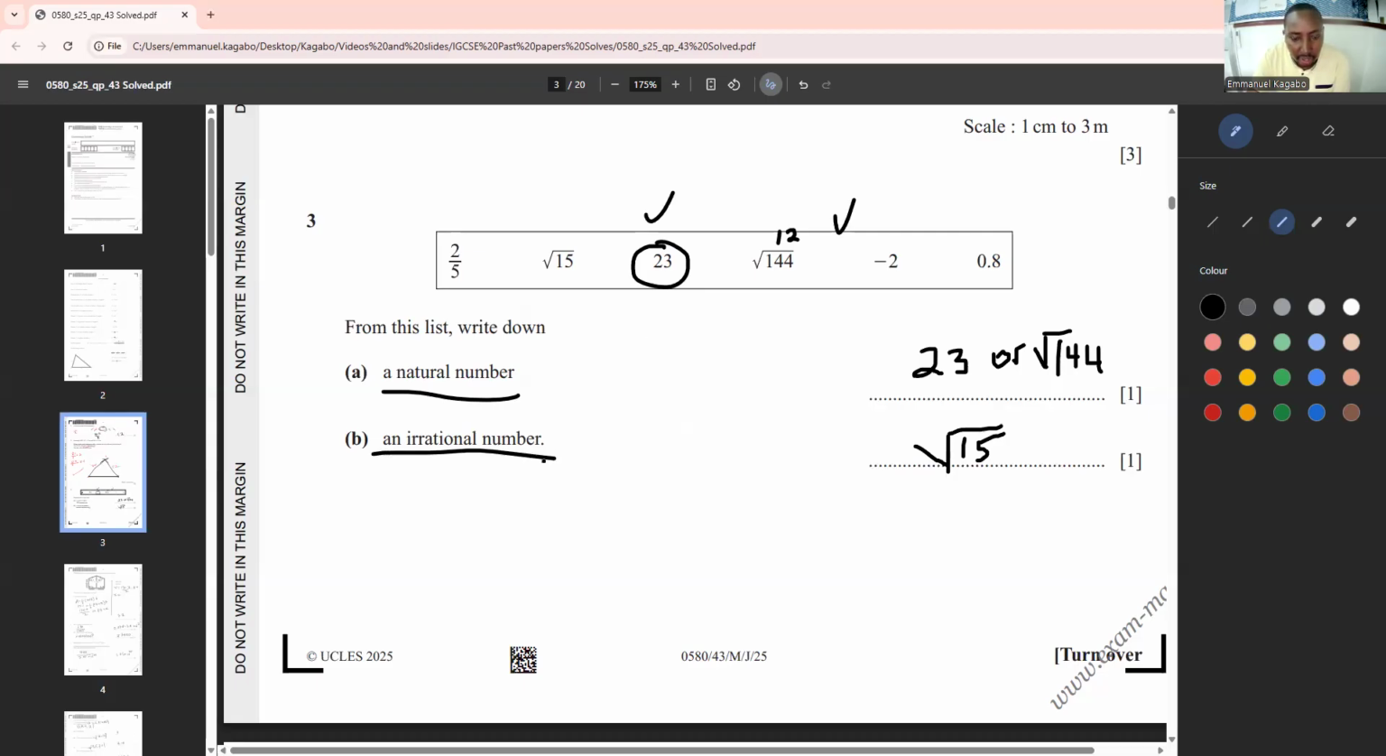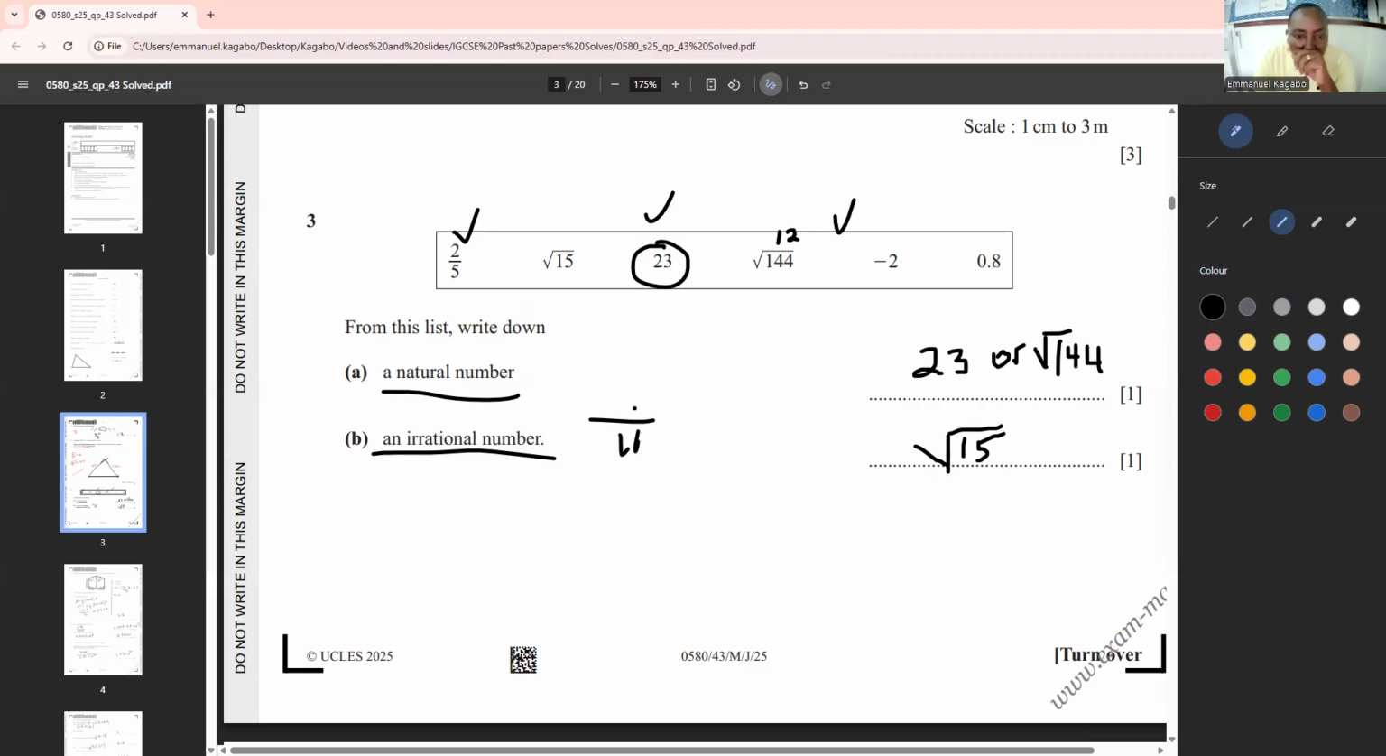Now, they said irrational number. An irrational number is any number that cannot be written as a fraction. So it's the opposite of a rational number, like this is a rational number. Mainly there are 2 examples in IGCSE which you need to know. Any number that contains pi, because pi you can't write as a fraction. When I say pi, I don't mean 22/7, as some people told you. No, I mean pi in your calculator.